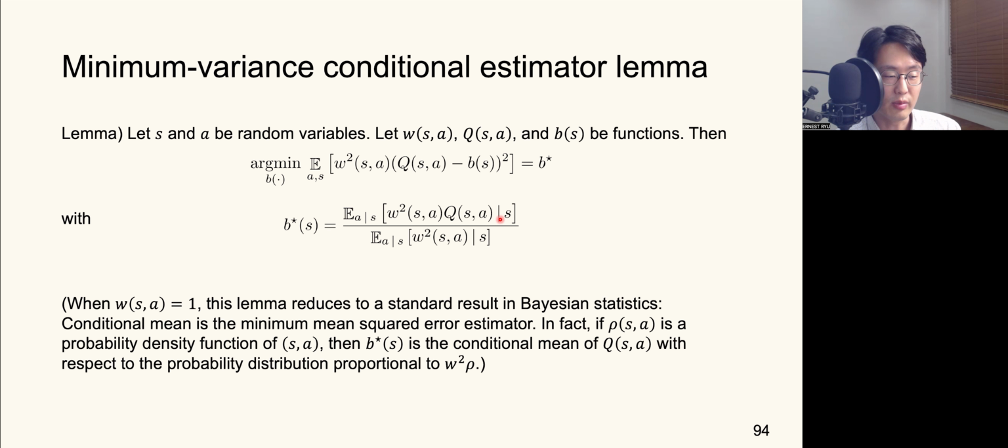This lemma, when W is equal to 1, reduces to a standard result in Bayesian statistics. In Bayesian statistics, it's known that the conditional mean is the minimum mean squared error estimator. And in fact, in this expectation, we're taking the expectation with respect to S and A. If we write rho as the probability density function of the random variables S and A, then B star, as written over here, is the conditional mean of Q with respect to the probability distribution proportional to W squared times rho.